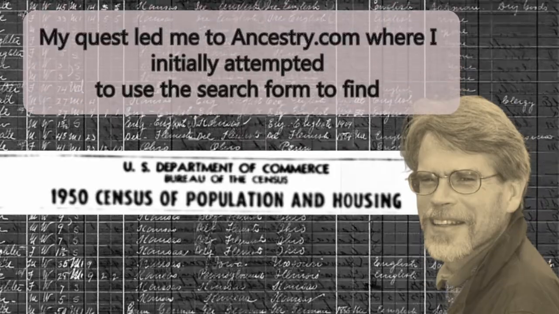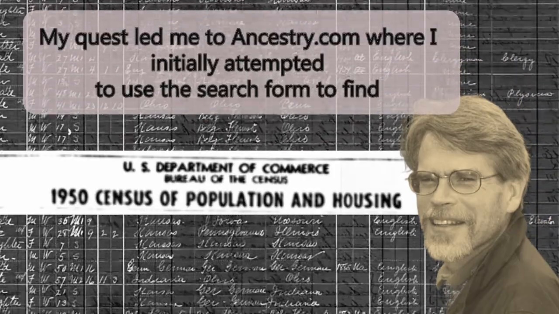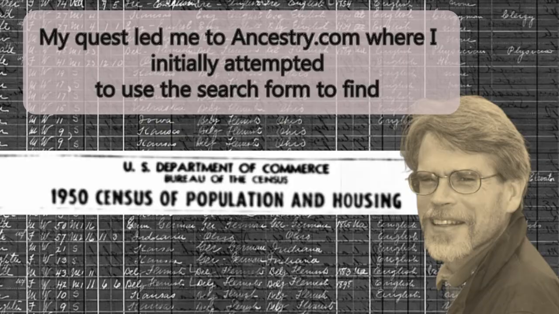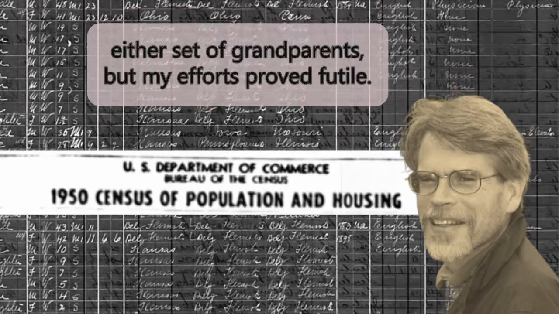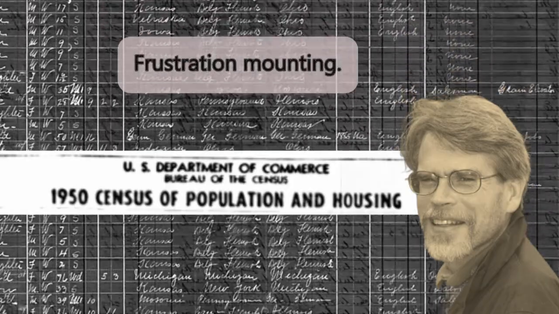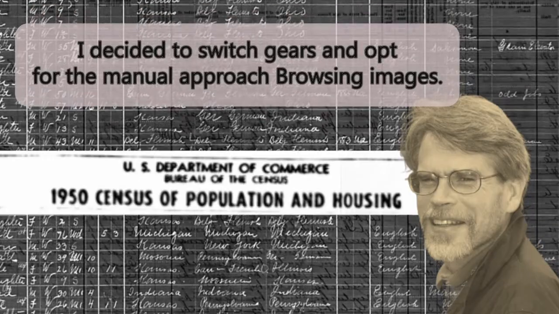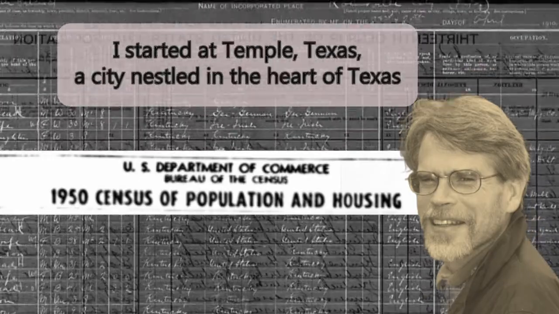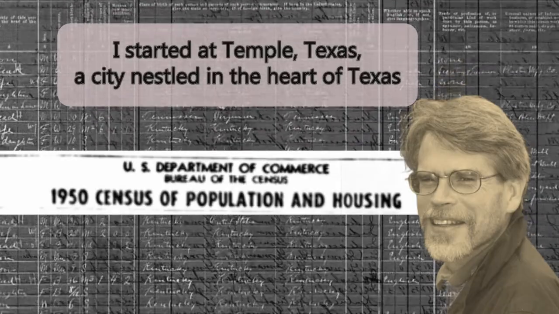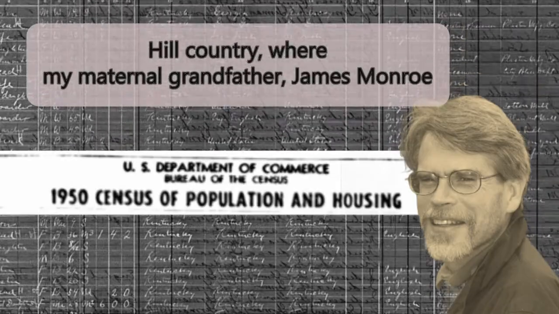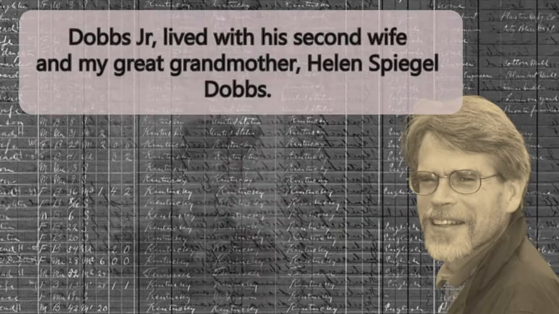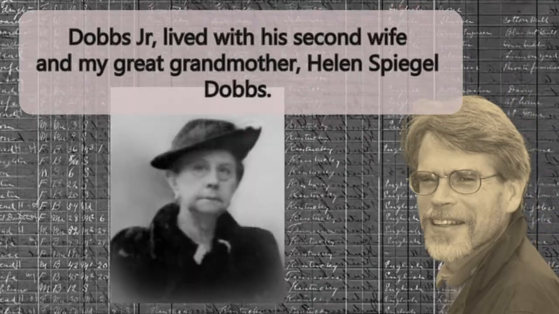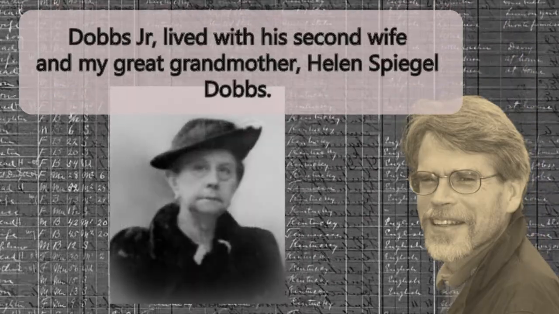My quest led me to Ancestry.com, where I initially attempted to use the search form to find either set of grandparents, but my efforts proved futile. Frustration mounting, I decided to switch gears and opt for the manual approach, browsing images. I started at Temple, Texas, a city nestled in the heart of Texas Hill Country, where my maternal grandfather, James Monroe Dobbs Jr. lived with his second wife, and my great-grandmother, Helen Spiegel Dobbs.